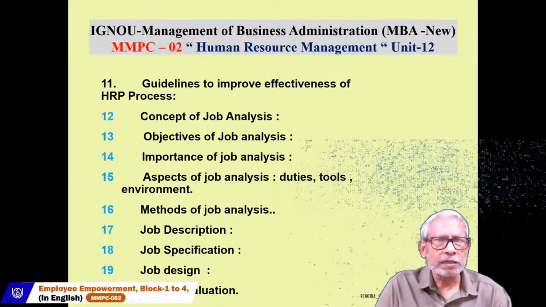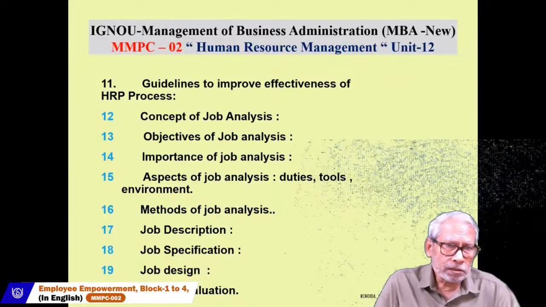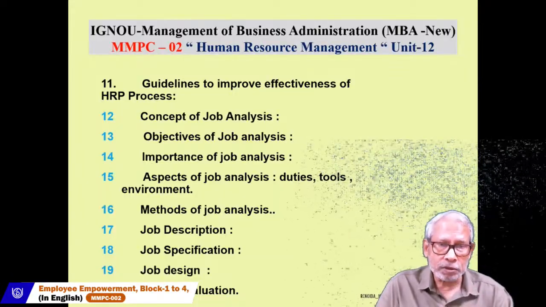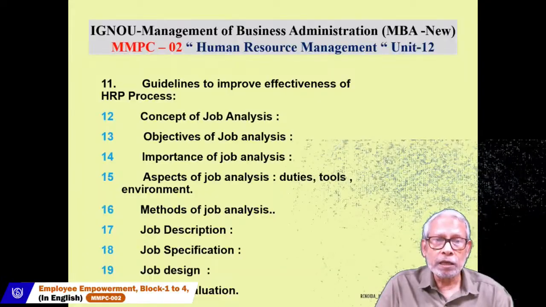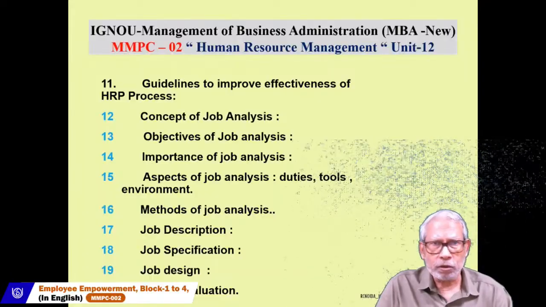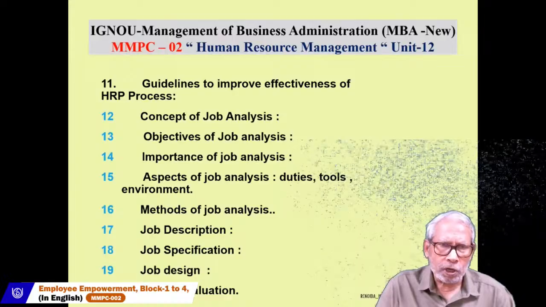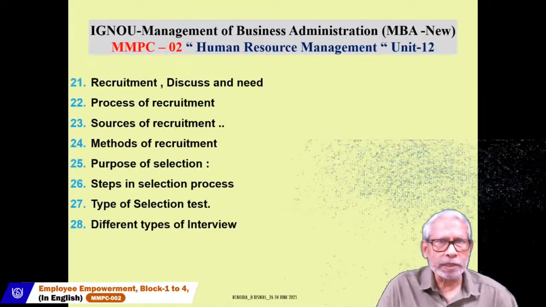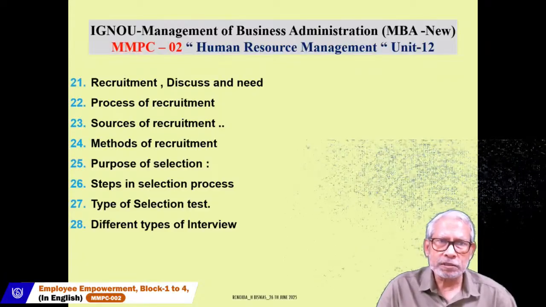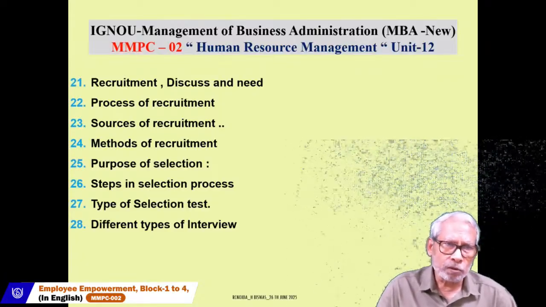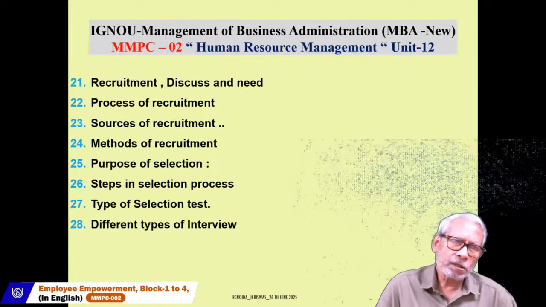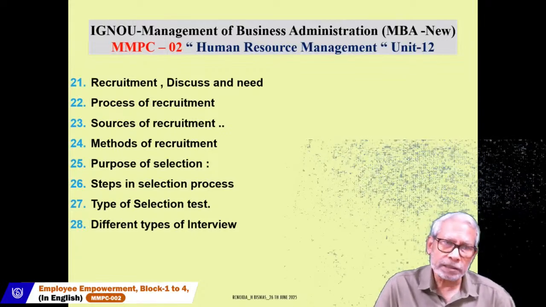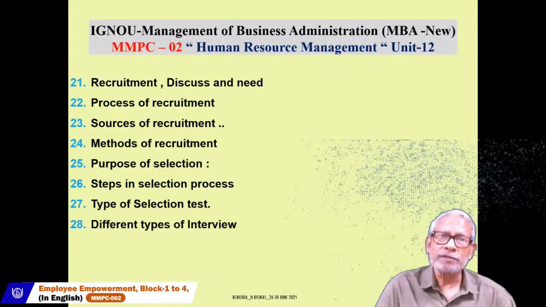Because of the method of the analysis, you can see the method of the job analysis. That is important. Then job description, specification, design, then on-job evaluation. These all are the area of your block 2 part. Then recruitment: discuss the need, process of the recruitment, then your sources of the recruitment, method of the recruitment. What are the methods, and what are the purposes of the selections.